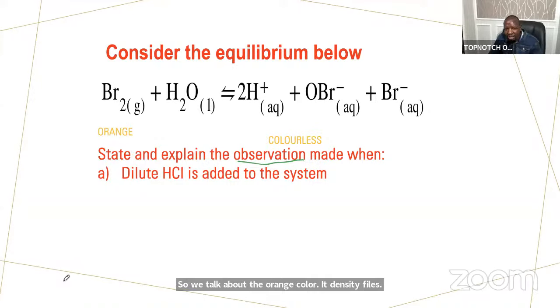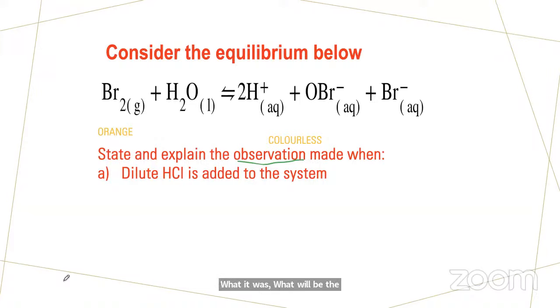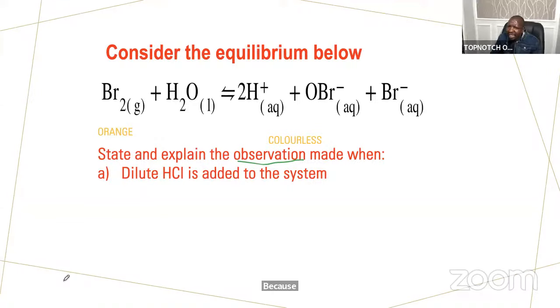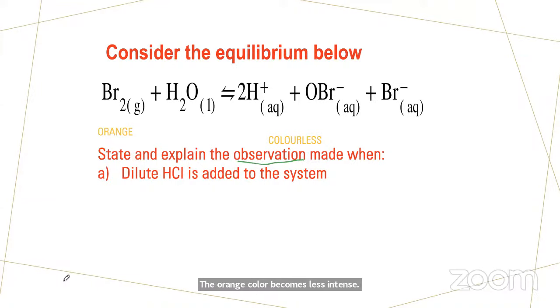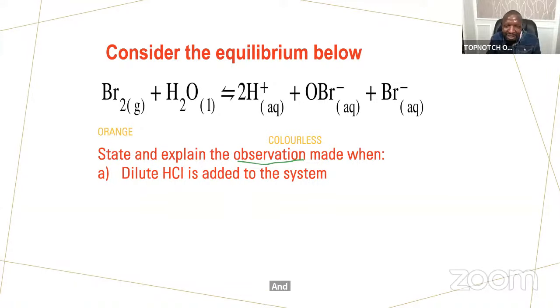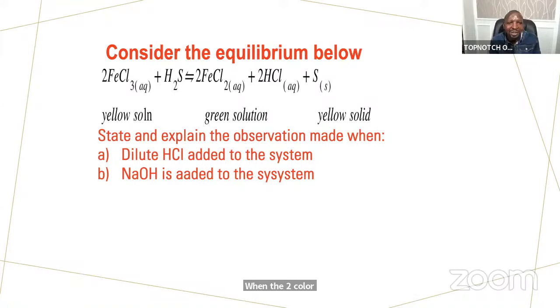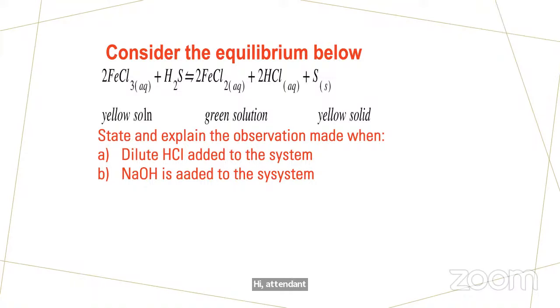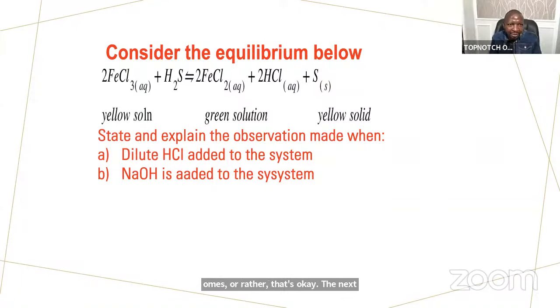What if it was sodium hydroxide? What will be the observation? The orange color becomes less intense. The orange color fades. But you cannot say the colorless color intensifies. You only say intensifies when the two colors are different. I can see students are very magnetic in this one. The orange color becomes less intense, or rather fades. That's okay. The next one, I think this one is now easier.